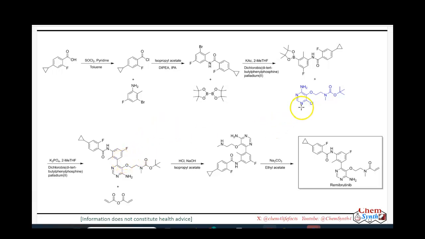So you can see this carbon-carbon bond formation took place, and here they have performed first Boc deprotection reaction using HCl and followed by acrylation reaction, but here they did not use acryl chloride, instead they used anhydride to get the final molecule remibrutinib.